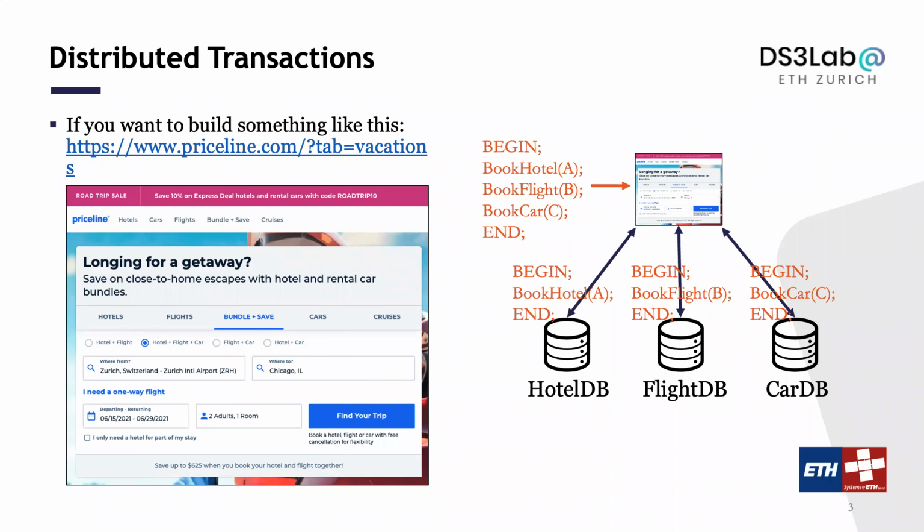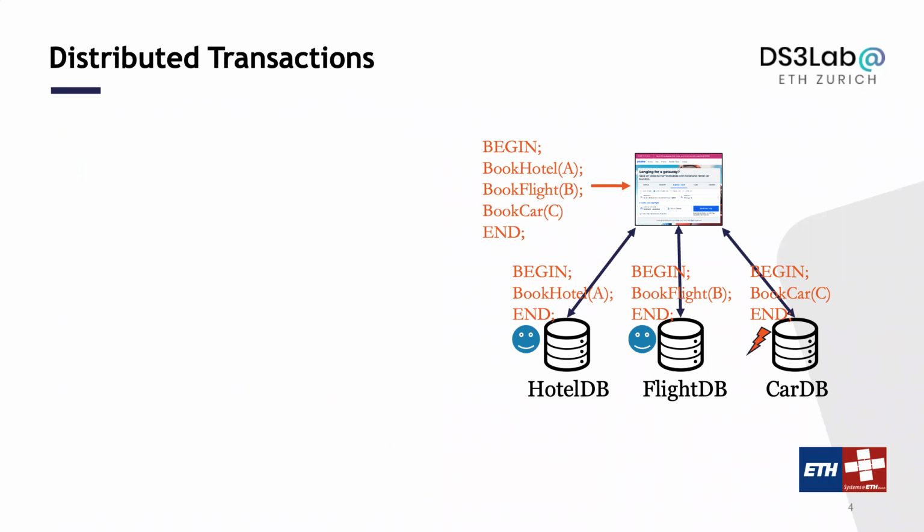Well, there are a lot of problems, but we are going to look at one of them. And that is when you want to enforce atomicity on the global transaction. You want to make sure only two possible scenarios can happen. Either the whole global transaction is being executed, all of these changes being reflected, or none of the changes are reflected in the database.